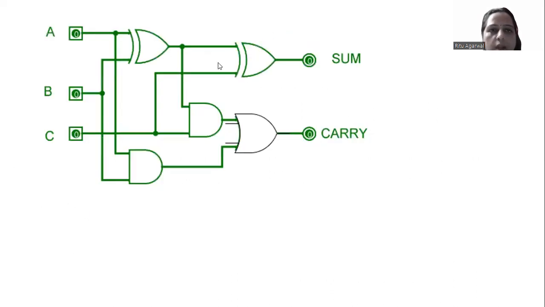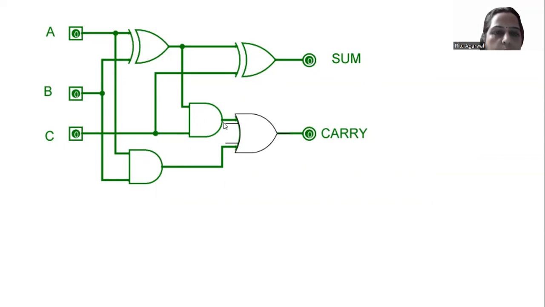So now we will see the diagram for full adder. Here we can see that we have two XOR gates. The inputs of the first XOR gate are A and B, and the output of this first XOR gate is given to another XOR gate, and the third input C is again given as input to the second XOR gate. So the output of this will be A XOR B XOR C. For the carry, the output of A XOR B is given to one AND gate along with C.